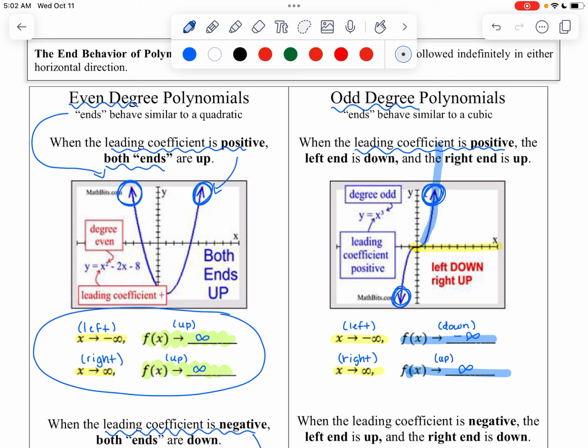So you'll also notice here we have an odd polynomial, and both of these functions, my notation, they're both going towards opposite infinities because we're dealing with an odd polynomial.